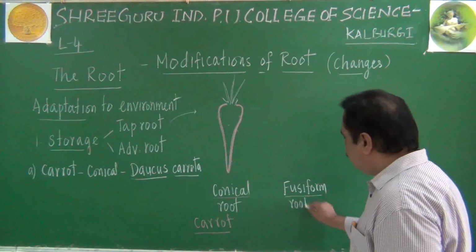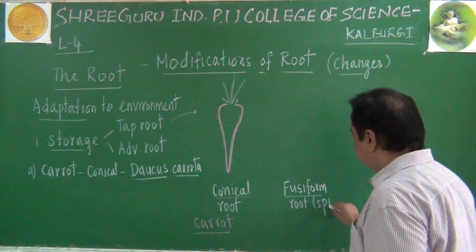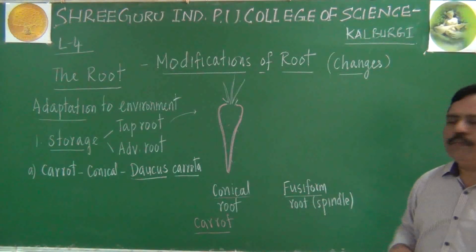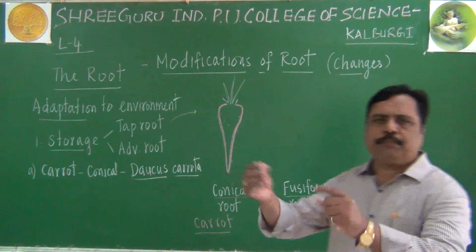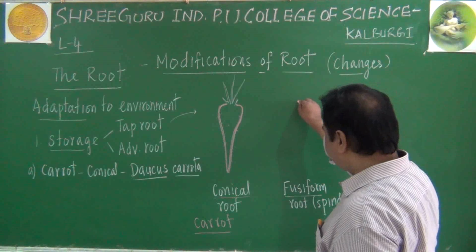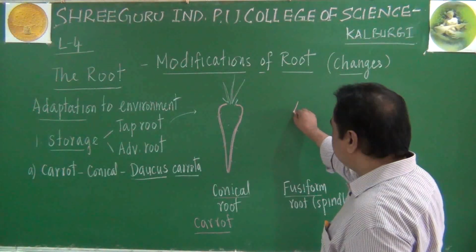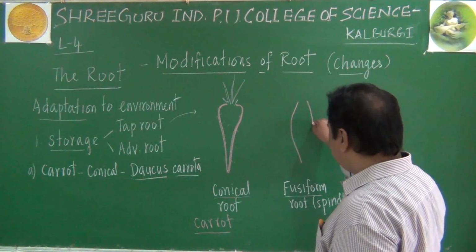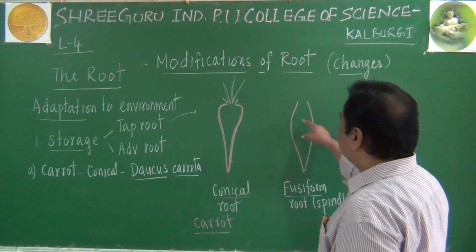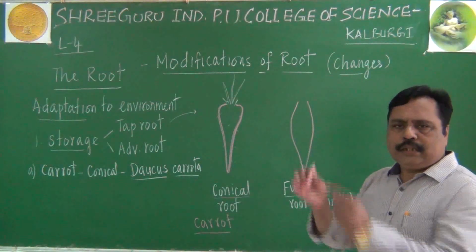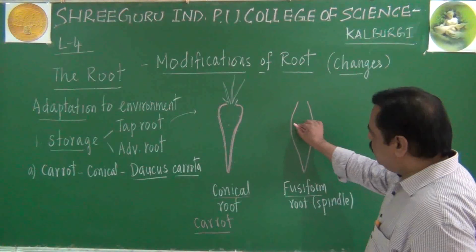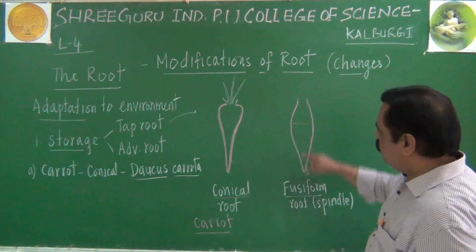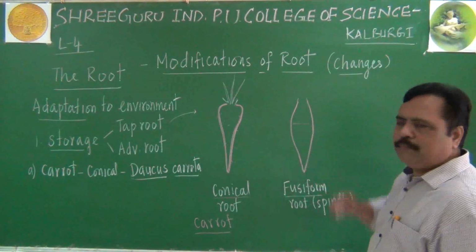Fusiform root will be spindle shaped in nature. The spindle shaped root will be called fusiform root. What is the shape of this root? You can understand here. At the base it will be narrow. Then at the middle it will start swelling like this. In the middle of the root there will be swelling, and then it will be gradually tapering here. So in the middle there will be gradual swelling, and at the base there will be some narrowness, and towards the tip it will further become narrow.